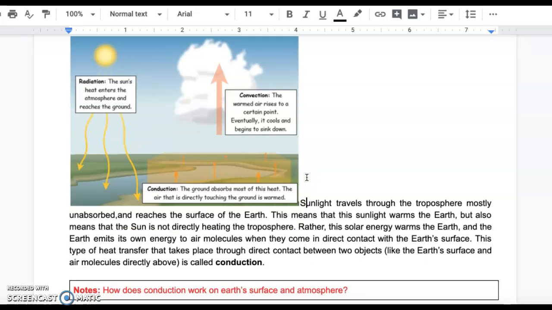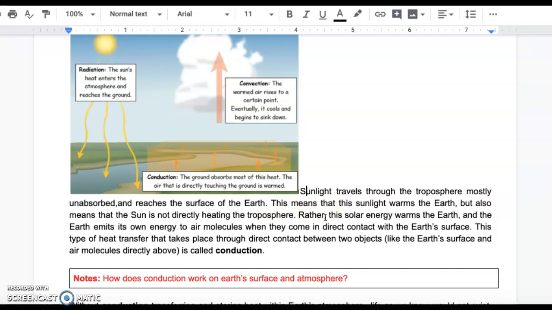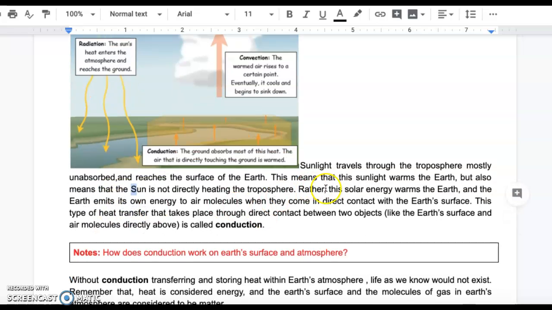Okay, sunlight travels through the troposphere mostly unabsorbed and reaches the surface of the Earth. This means that this sunlight warms the Earth, but it also means that the sun is not directly heating the troposphere. Rather, this solar energy warms the Earth, and the Earth emits its own energy to the air molecules when they come in direct contact with the Earth's surface. This type of heat transfer that takes place through direct contact between two objects, like the Earth's surface and air molecules, is called conduction. So how does conduction work on the Earth's surface and atmosphere?